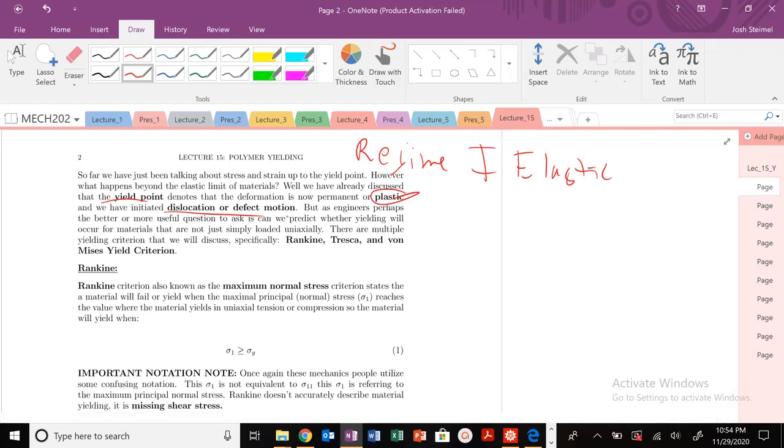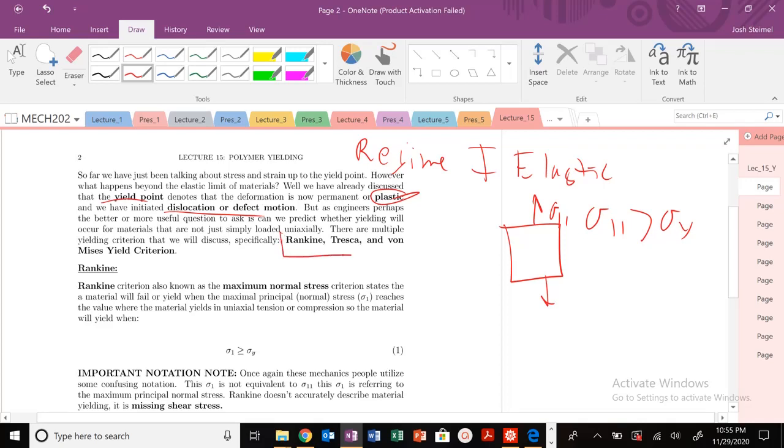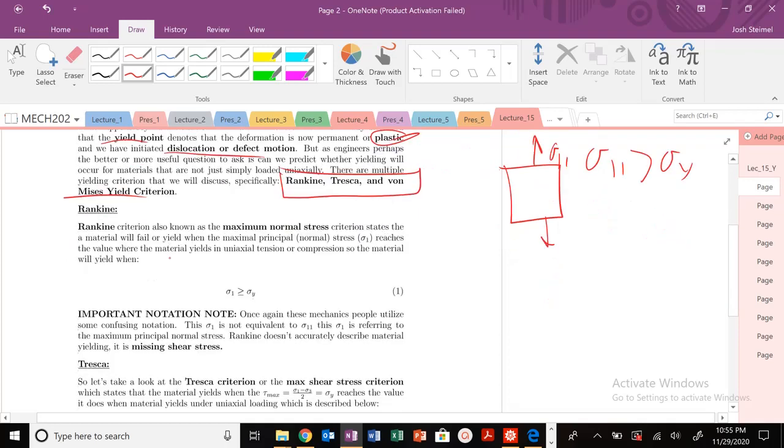But one of the main questions we want to ask is whether we can predict whether materials will yield, especially when they're not just loaded simply and uniaxially. I know that when my applied stress, sigma 1,1 is greater than sigma y, then I'm going to yield. But what happens in a complex stress state? Well, we have multiple yielding criteria that we're going to talk about in this class to predict when a material is going to yield, specifically the Rankine, the Tresca, and von Mises criteria.